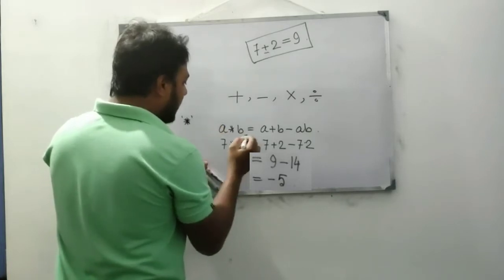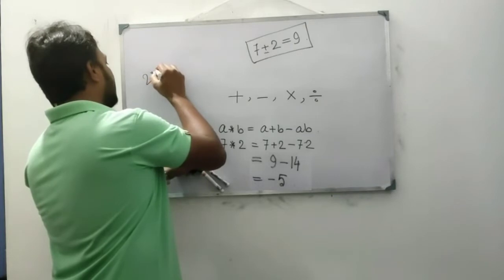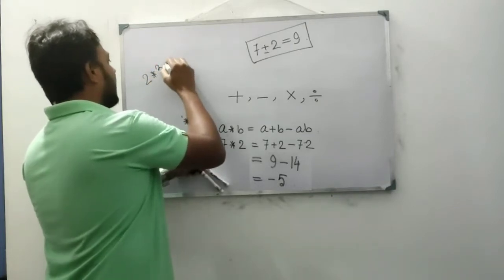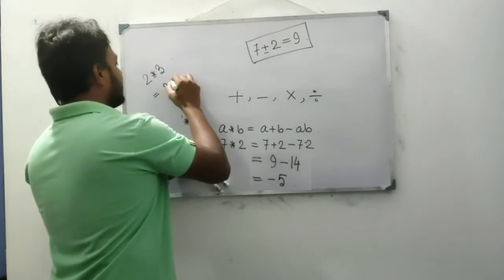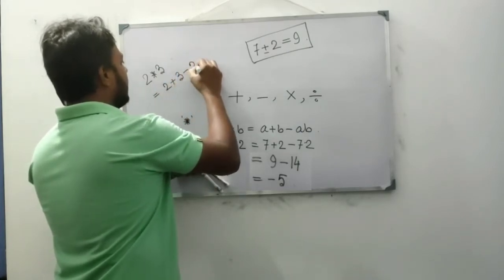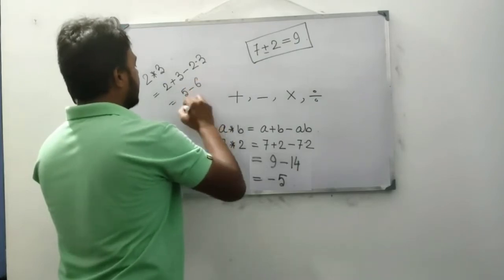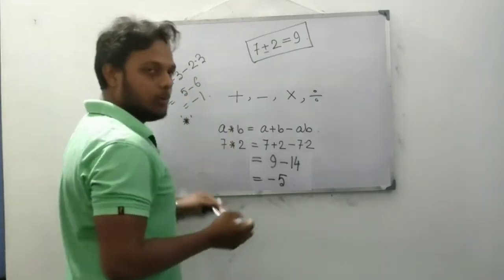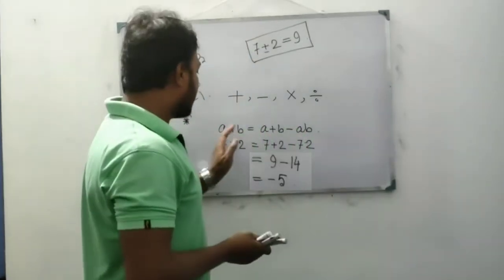Now, since you are already introduced to this operation, easily you can find out the value of 2 star 3. Okay, and 2 star 3 will be 2 plus 3 minus 2 into 3. So this is nothing but 5 minus 6 equals minus 1. Hope you get the idea. Okay, and this is the operation.